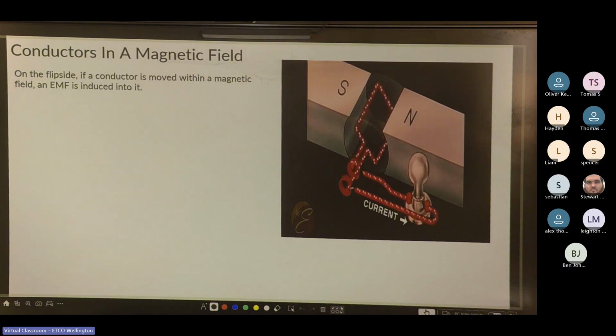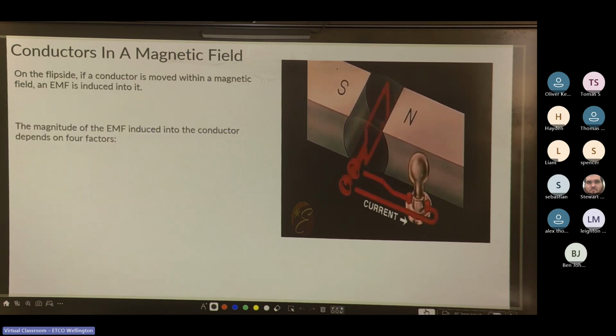Cool. So on the flip side, when a conductor is moved within a magnetic field, EMF is induced into it. If you measure the voltage at the tips of the conductor, the voltage will be present. If the circuit is closed, the current will flow. The conductor and the magnetic field must have relative motion between them. Either the conductor must move within the magnetic field, the field move around the conductor, or both.